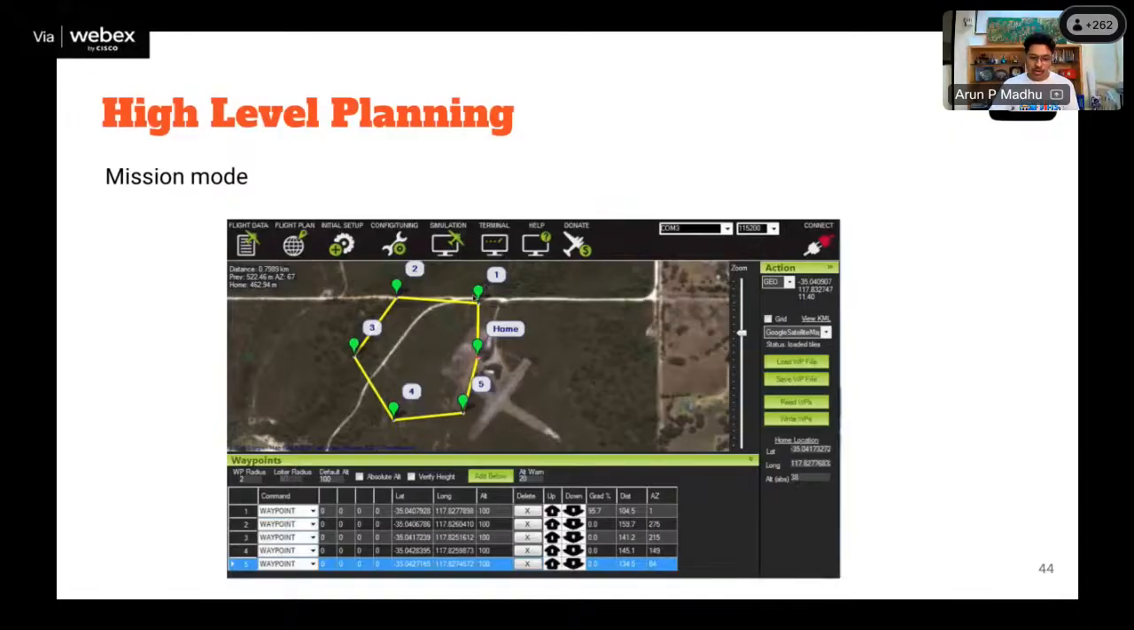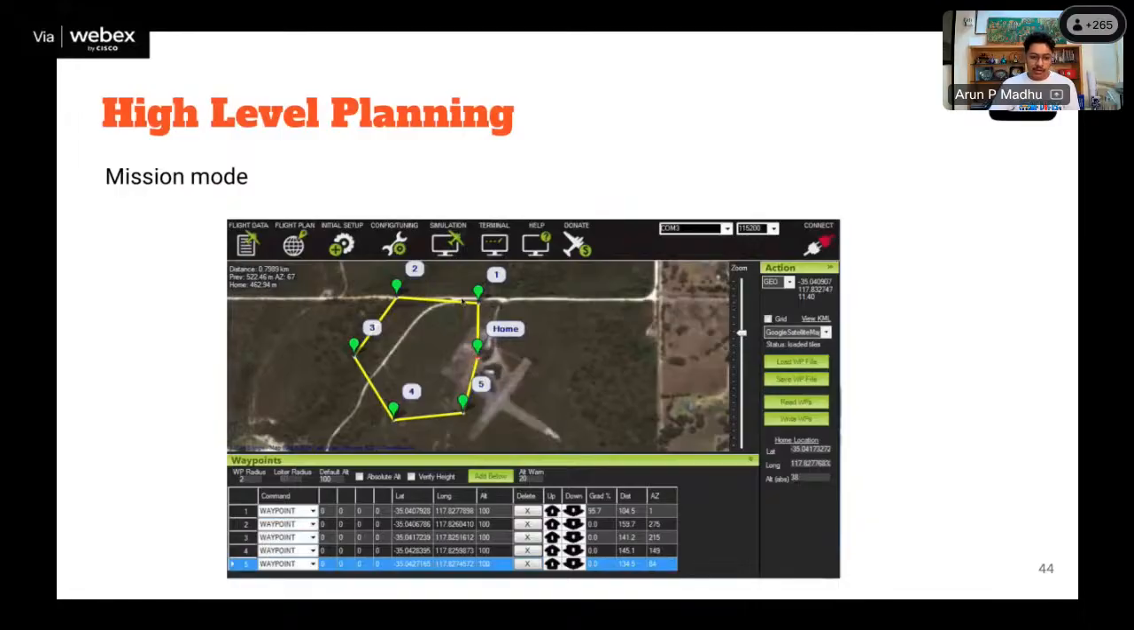Going through these coordinates, the drone is commanded to do specific tasks. Maybe the drone is supposed to pick something from here, drop it here, again pick something from here, drop it here. Or if the drone is used for a delivery service, this home can be considered a factory. Let's say you are Amazon, you pick 5 types of packages and you deliver them at different locations. So this is very high level control.